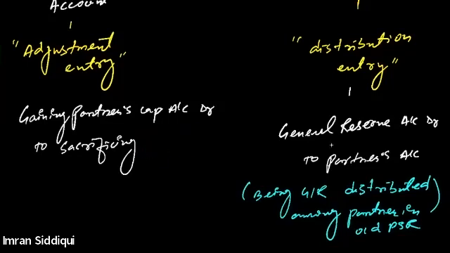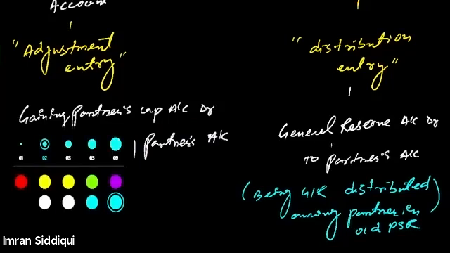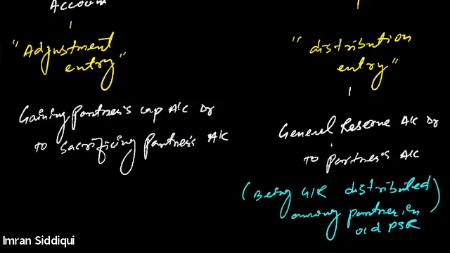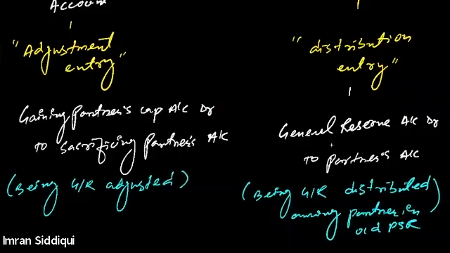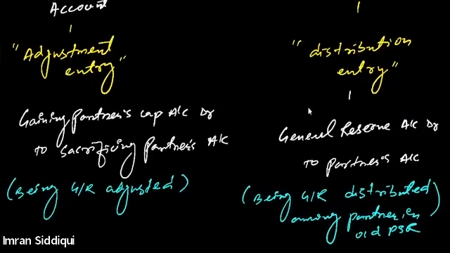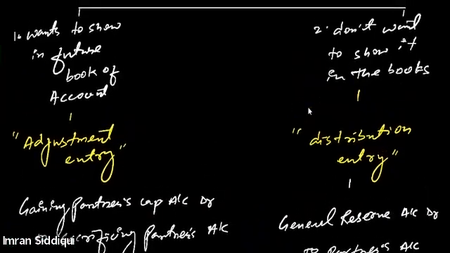Sacrificing partner's capital account. Partner's capital account. And we write down the relation as being general reserve adjusted. Got it? So this is how the general reserve is treated depending upon the situation.